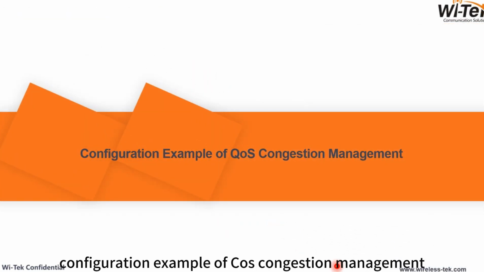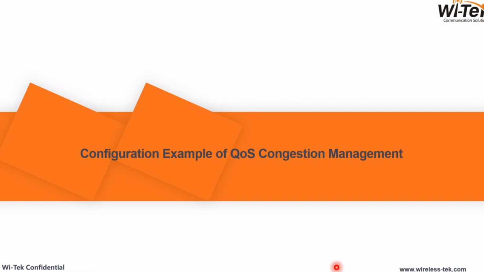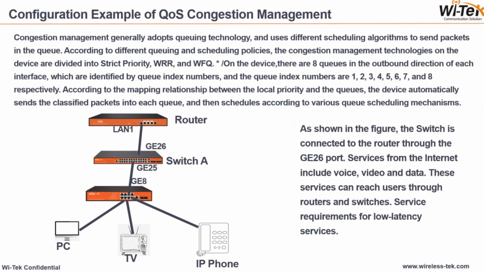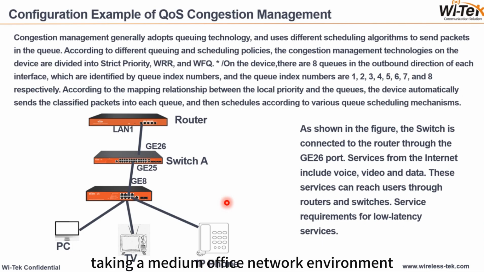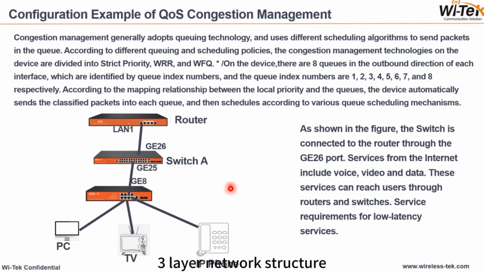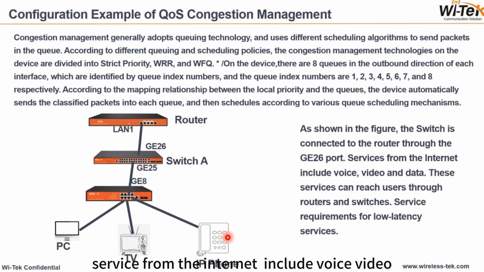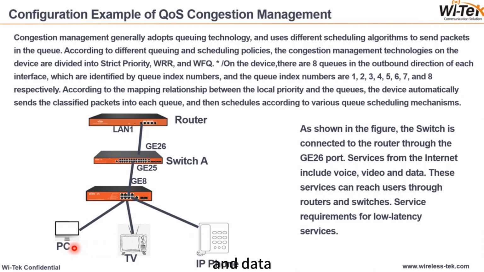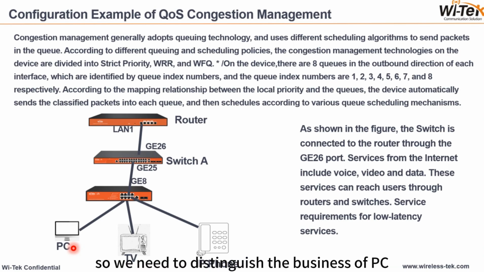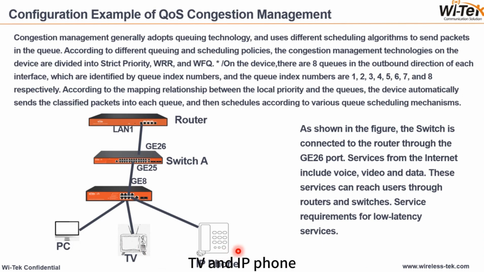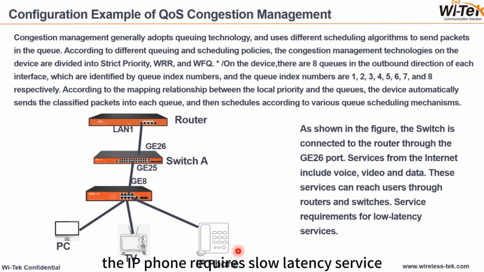Finally, configuration example of QoS congestion management. This is an experimental connection diagram taking a medium office network environment as an example to build a three-layer network structure. Since the business is varied, services from the internet include voice, video, and data. So we need to distinguish the business of PC, TV, and IP phone. The IP phone requires low latency service.